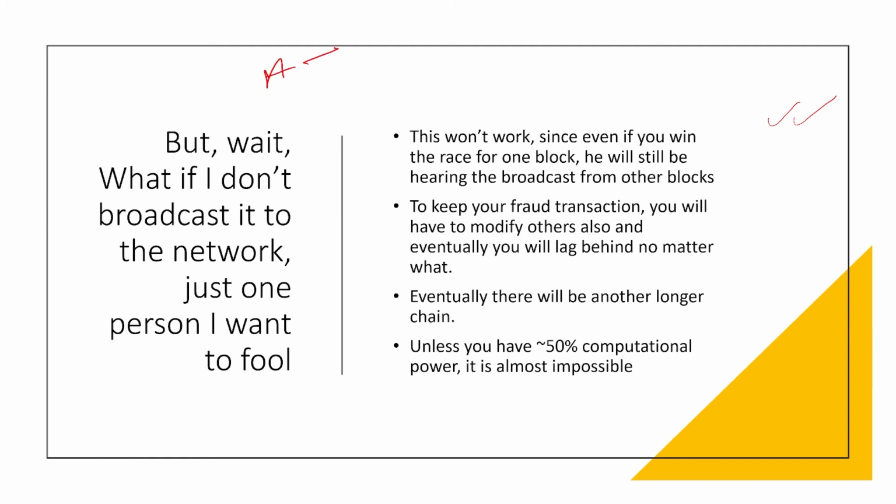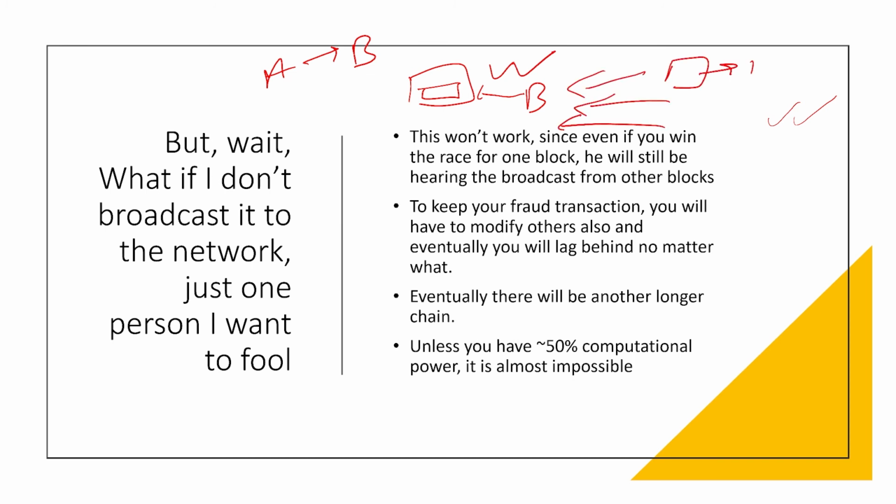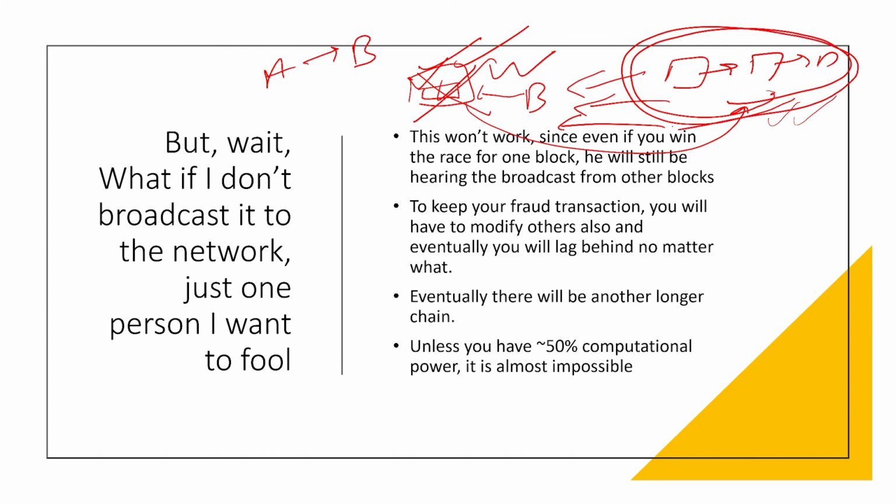So if A wants to create a fraud against B and he sends him this particular block with the fraudulent transaction, B will definitely hear this chain, but he will also be hearing different blockchains from the entire world which are going to be longer than this particular chain, and hence he will follow the protocol and trust the longest chain, and hence this blockchain he will reject. So ultimately, to keep this fraudulent transaction valid, he will also have to modify the entire network, which is not going to be possible to compete and win against everyone.